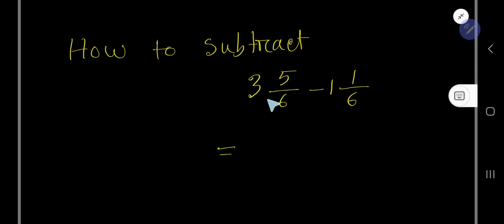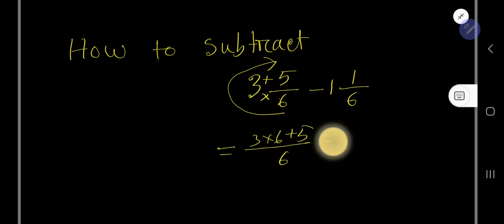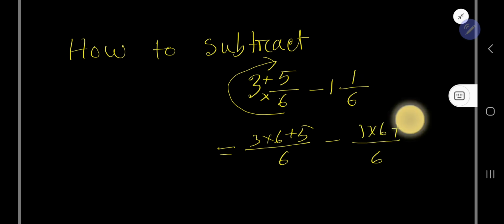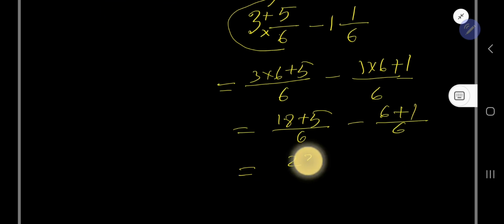So at first you need to convert this mixed number to an improper fraction. How to do that? Just multiply the whole number with the denominator and add the numerator. So 3 times 6 plus 5, and take the same denominator. Do the same thing here: multiply whole number times denominator plus numerator. So you are getting 18 plus 5 divided by 6 minus 6 plus 1 divided by 6. So we are getting 23 divided by 6 minus 7 over 6.